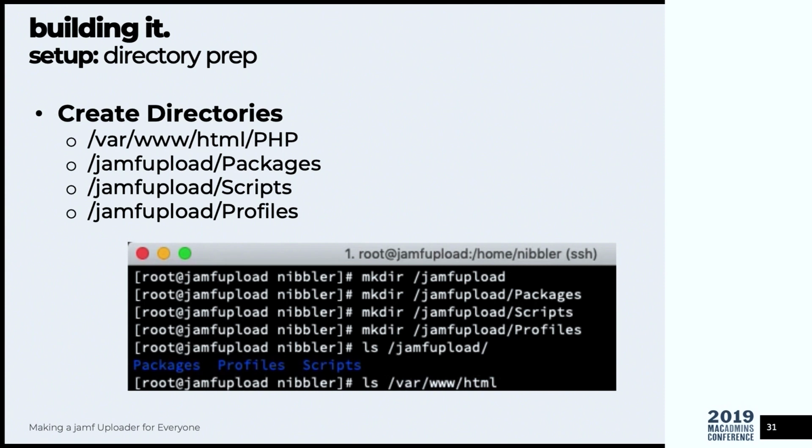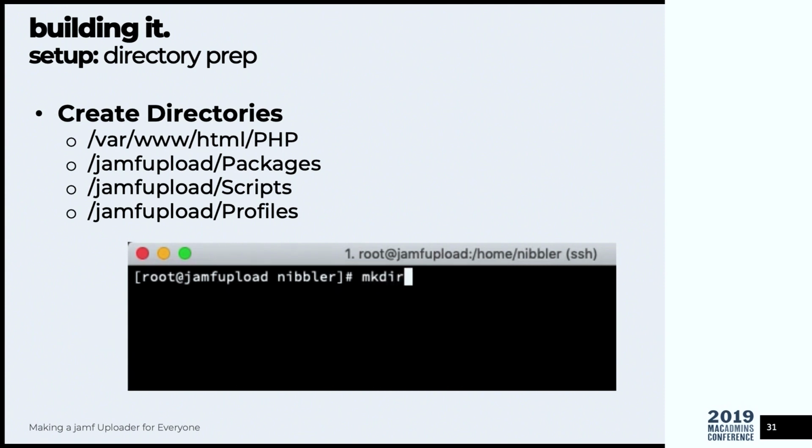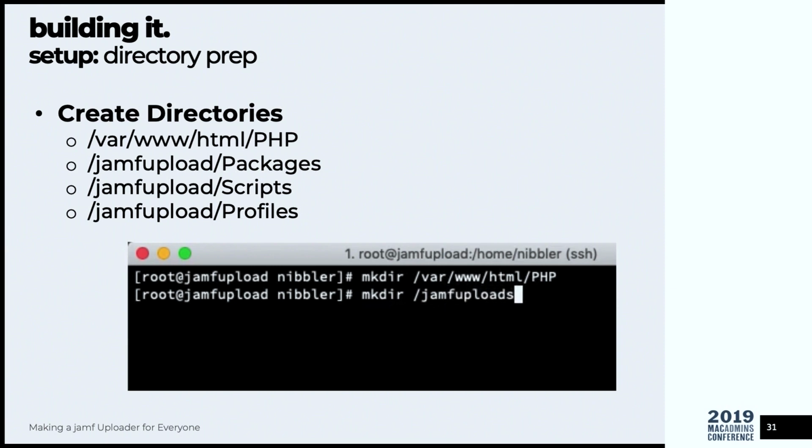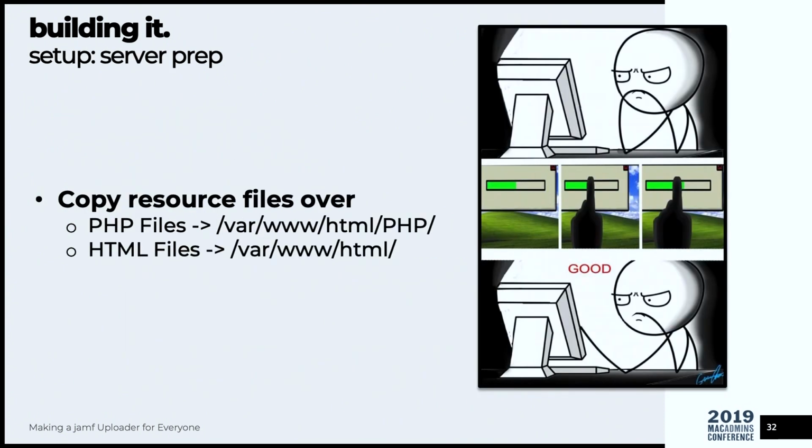We haven't copied anything over yet. We're just prepping everything. And I have on loop the directory creation for Nibbler. So we can see they're just empty. Oh, what's next? We have the directories made. Now we can copy the files you downloaded over to the right places. PHP to PHP, HTML to HTML.